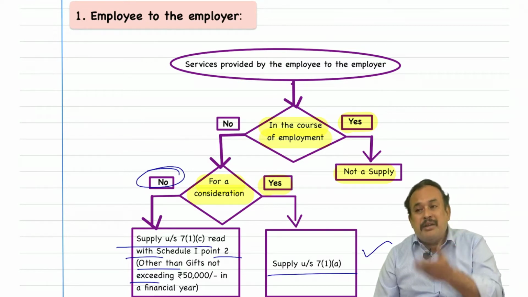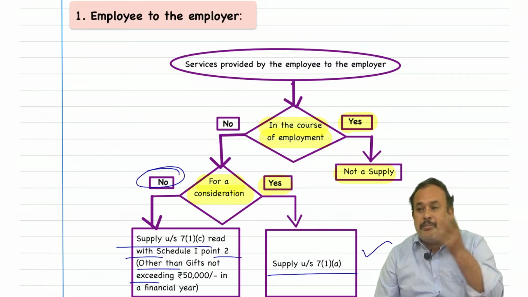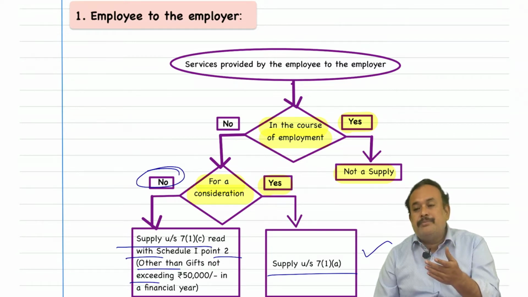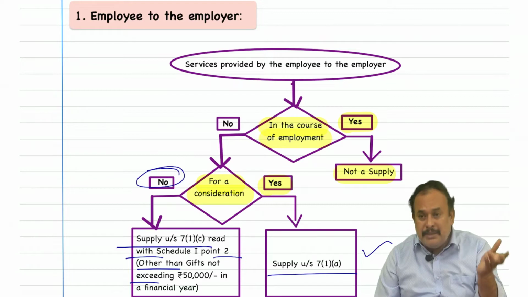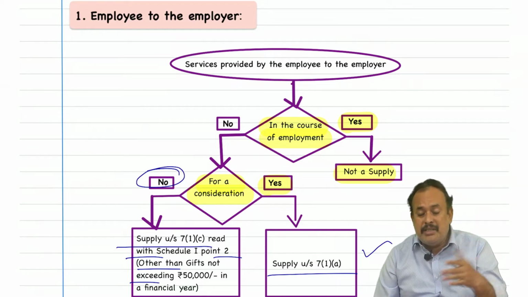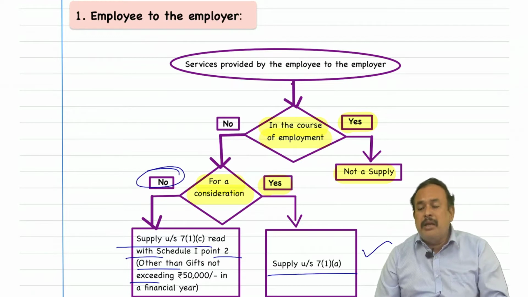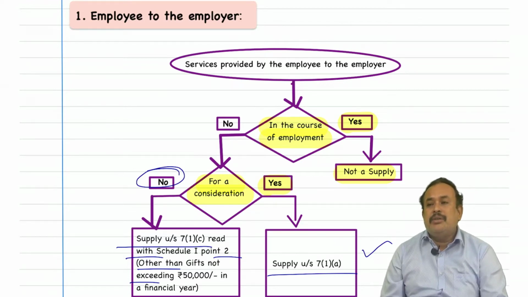between related parties. Related parties include an employee providing these services to an employer. In a related party transaction where the employer gives a gift to an employee, if it does not exceed rupees 50,000 in a financial year, it is not a supply. Other than that, it is a supply. So like that we can analyze it.